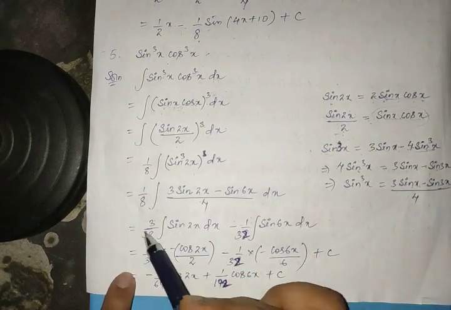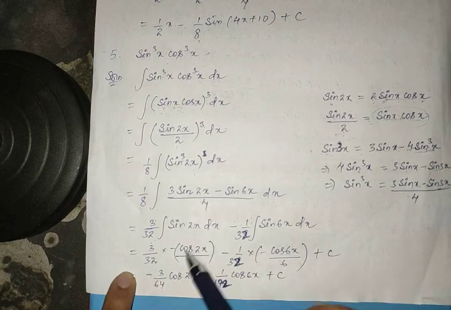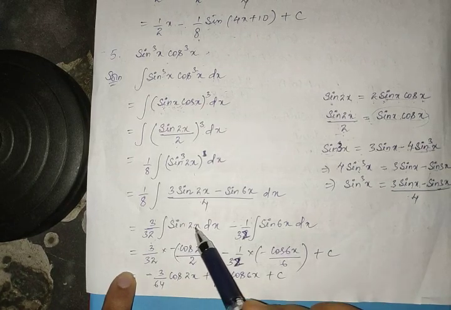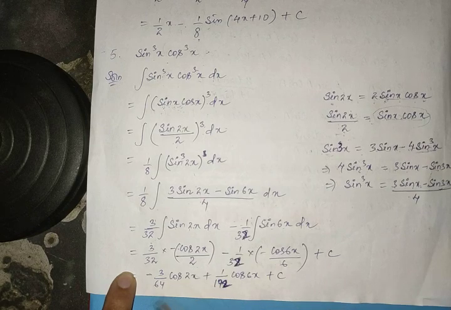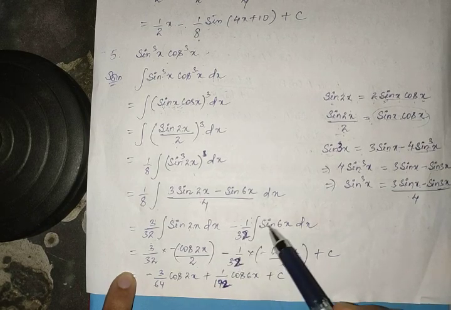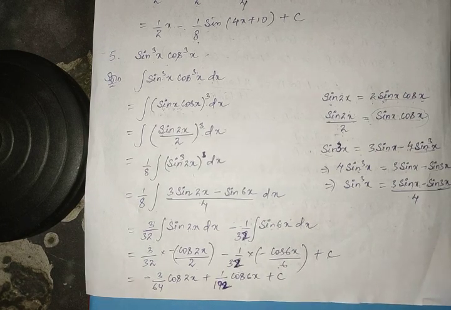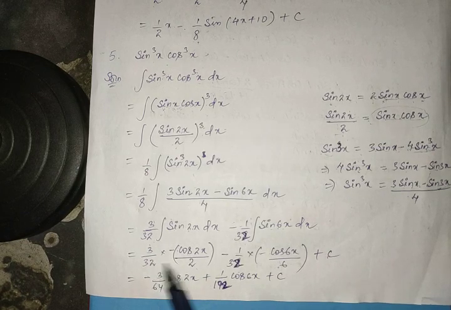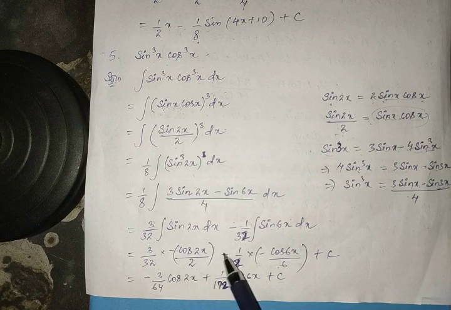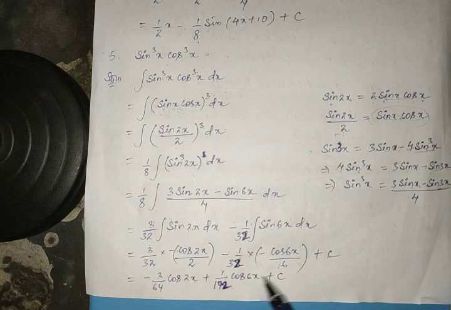Next, 3 by 32, then integration of sine 2x is minus cos 2x, and the coefficient of x is 2, so I have to divide by 2. Then minus 1 by 32, and integration of sine 6x is minus cos 6x, and the coefficient of x is 6, so I have to divide by 6, plus c. Next, multiply, so we have minus 3 by 32 into 2 is 64, cos 2x, and this minus minus will become plus, and 32 into 6 is 192. So 1 by 192 cos 6x plus c. So this is the final answer.